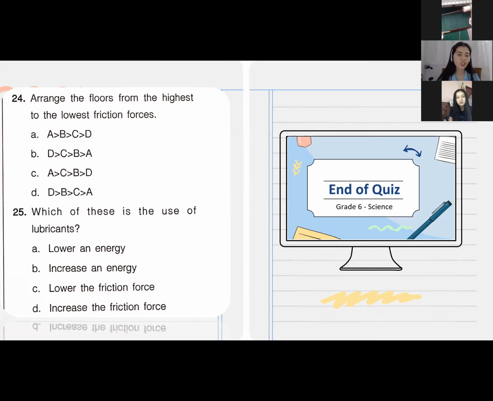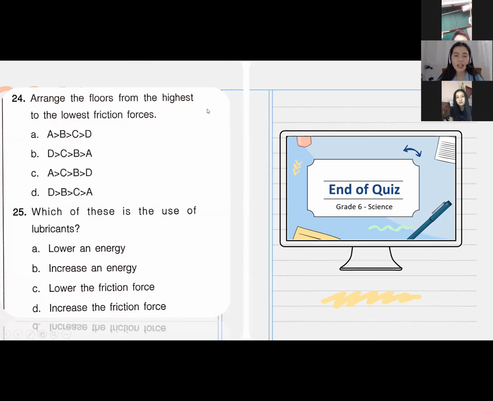The highest friction is floor D because it traveled a 4-meter distance. Teacher, the highest friction force is, I think, floor A, because in floor A the box can move slowly. Again, please. Oh, I think not. I'm so sorry. Yes, it's the highest friction force. Nat is correct. Oh, thank you, Nat.